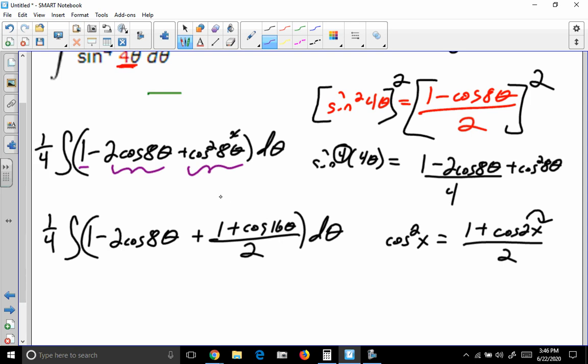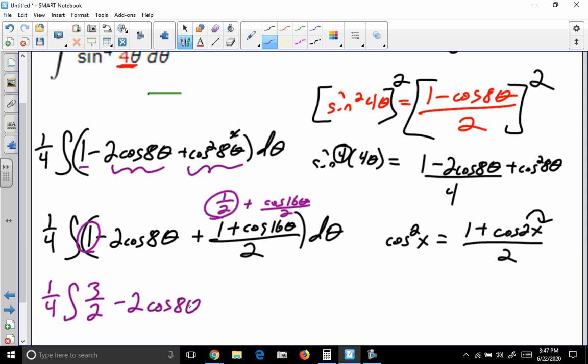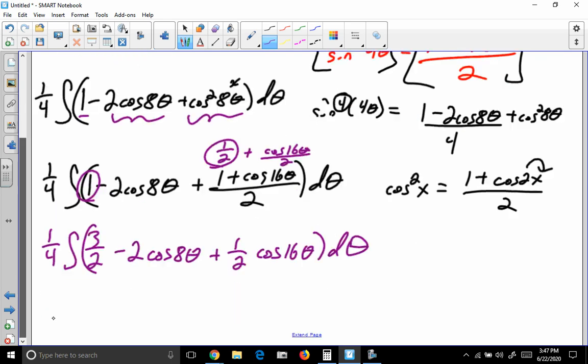Notice this is two terms. This is 1 over 2, and this is cosine 16 theta over 2. We can't divide 16 by 2. That 2 would have to come out front as a 1/2. But the reason I say this is when we combine like terms, we have a 1 right here. We're adding a 1/2 there. So 1 plus 1/2, that's 3/2. We have a 2 cosine 8 theta here. And then we have a 1/2 cosine 16 theta there. We just need to integrate each of those.